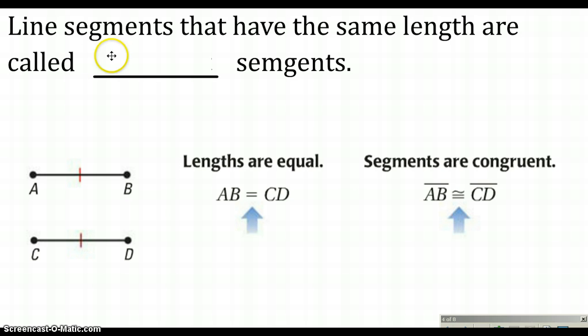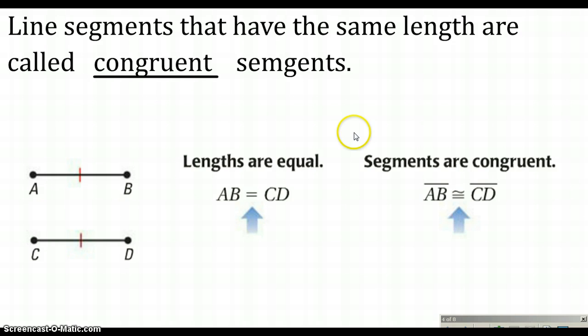Next, we're going to talk about congruent segments. The only way you would know segments are congruent is if I tell you they're congruent or I give you a symbol, these tick marks on a line. If you see tick marks, then you know that they are congruent. Line segments that have the same length are called congruent segments.